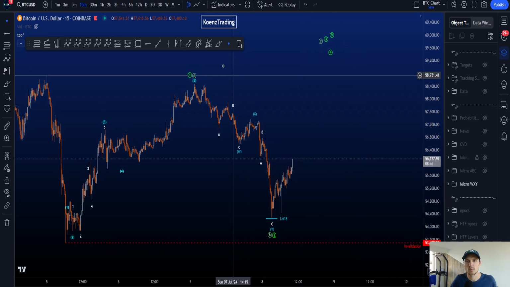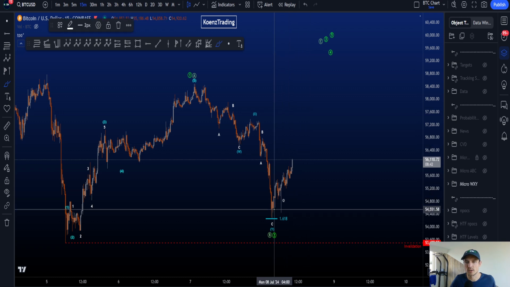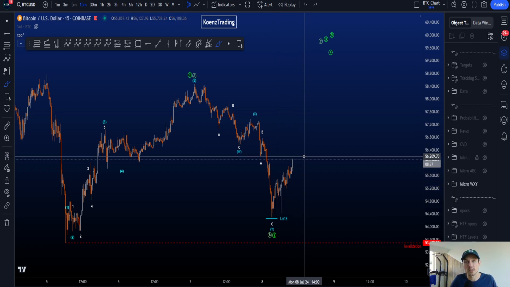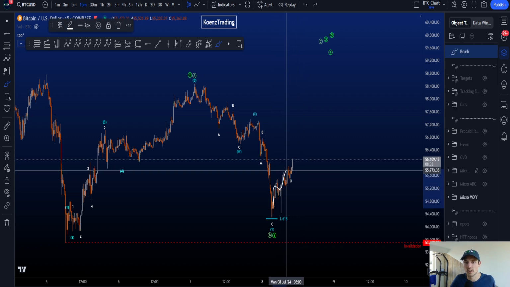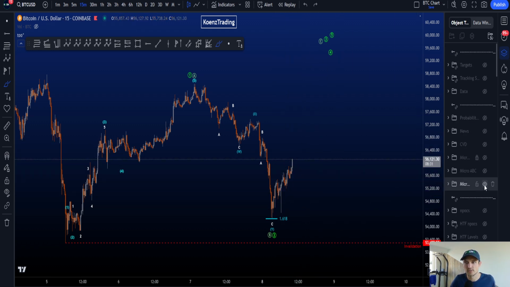Now in this case, we want to see price moving to the upside impulsively. So we want this structure to continue. We want volume to increase as well, and preferably price grinding towards the upside with bullish CVD divergences.